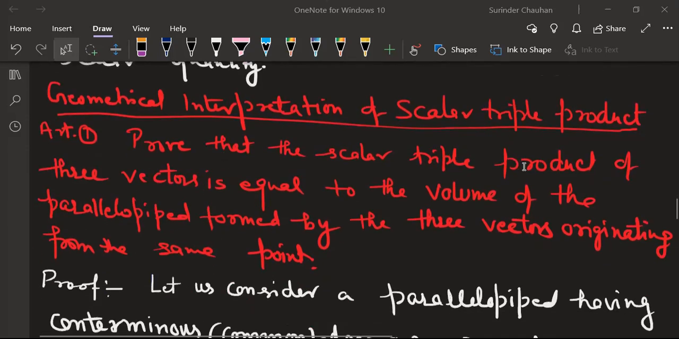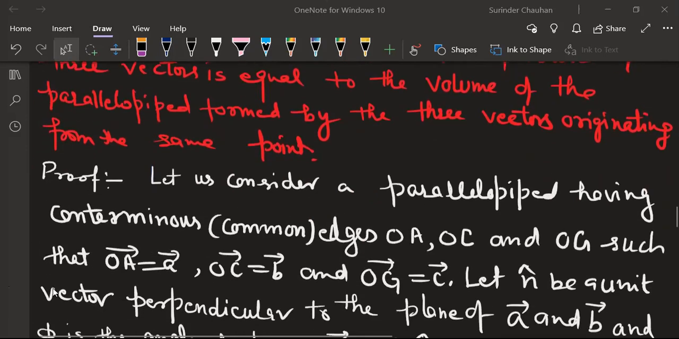Prove that the scalar triple product of three vectors is equal to the volume of the parallelepiped formed by the three vectors originating from the same point. This is a basic condition. Originating from the same point means they must have a conterminous edge or common edge. Then and only then you can find the scalar triple product of three vectors. This is a very important condition.